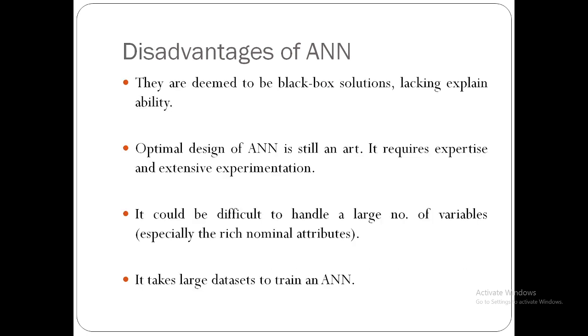Disadvantages of ANN. They can be deemed to be black box solutions, lacking in explainability. Optimal design of an ANN is still an art. It requires expertise and expensive experiments. It could be difficult to handle a large number of variables. If the number of variables is large, it is very difficult to handle. It takes a large data set to train an ANN. If the data set is large, it's very difficult for training.